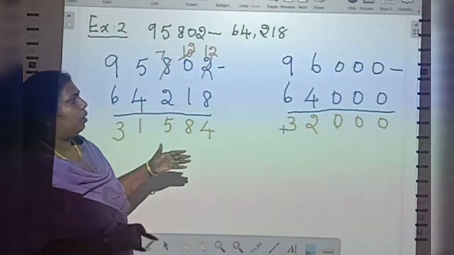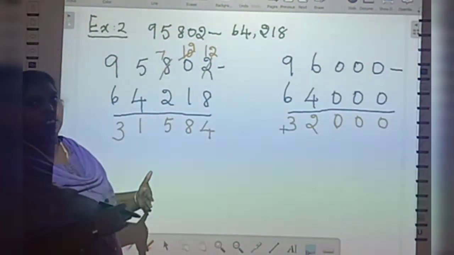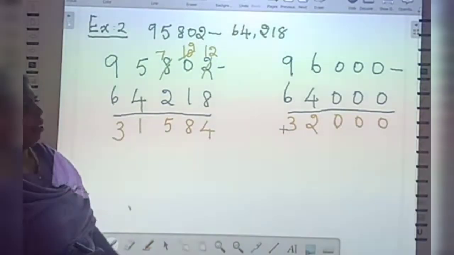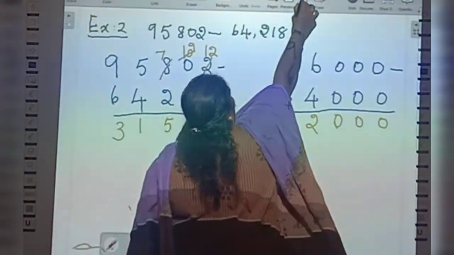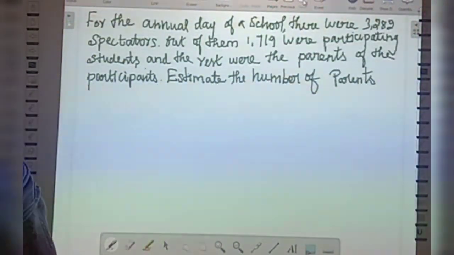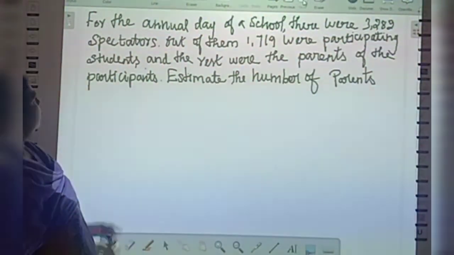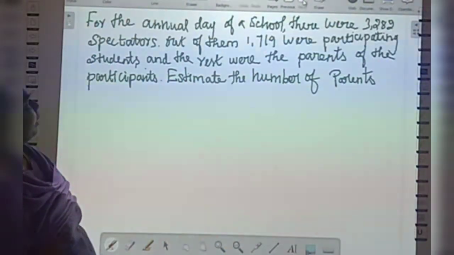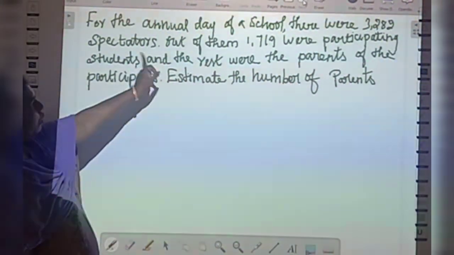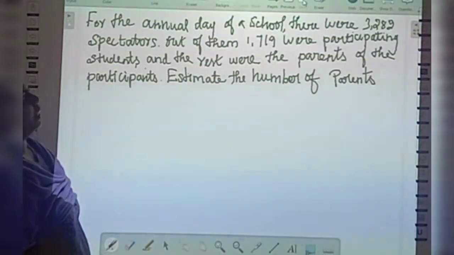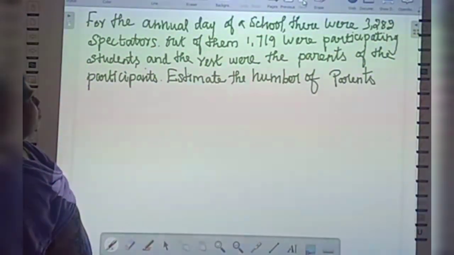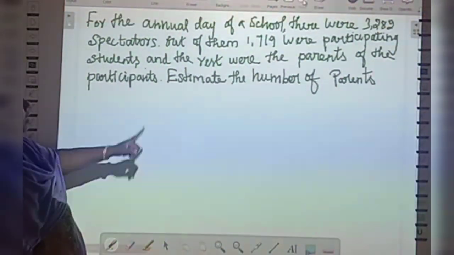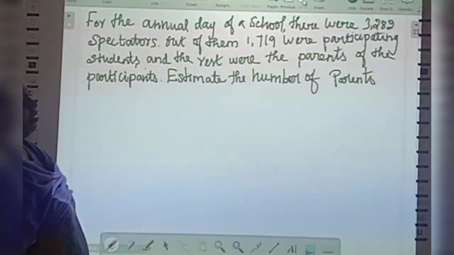Okay. Actually, you know now how to find the nearest 10, nearest 100, nearest 1,000. In real life, how are we going to use it? Just check here the story sum. For the annual day of a school, there were 3,282 spectators. Out of them, 1,719 were participating students, and the rest were the parents of the participants. Estimate the number of parents.